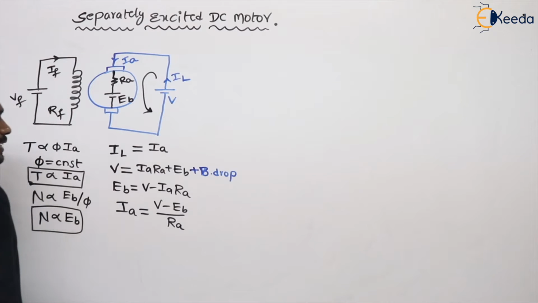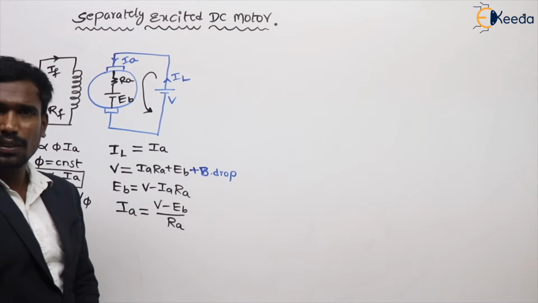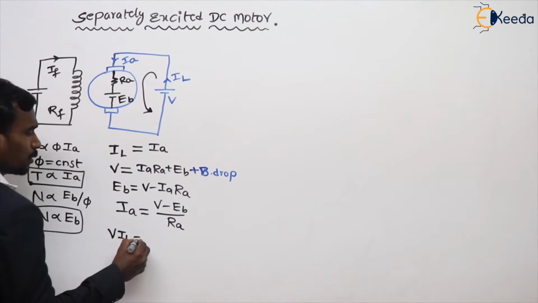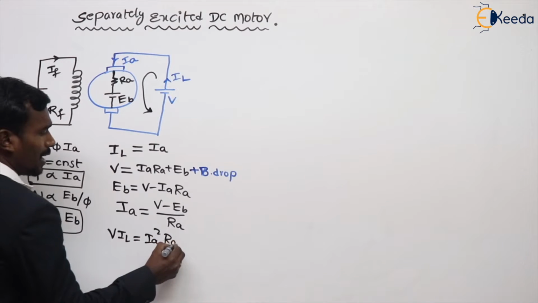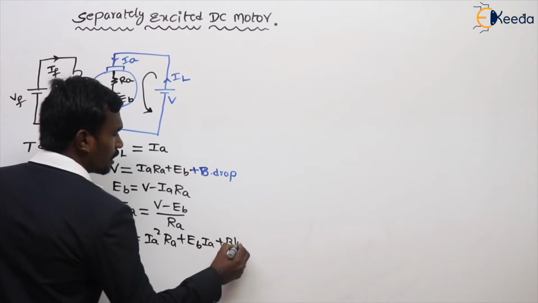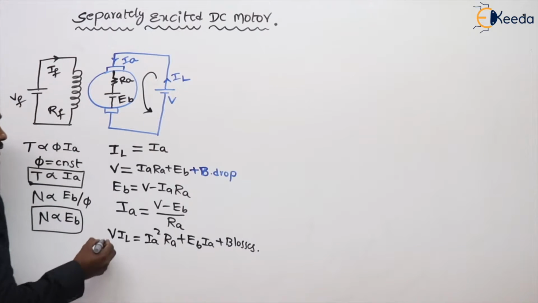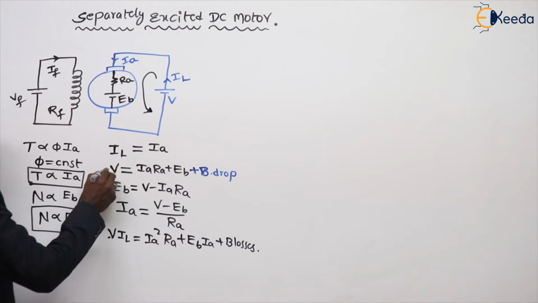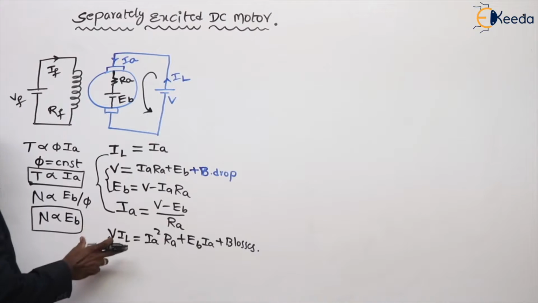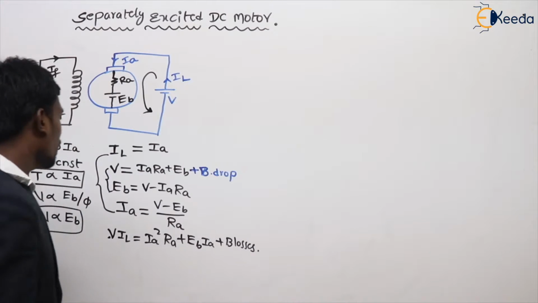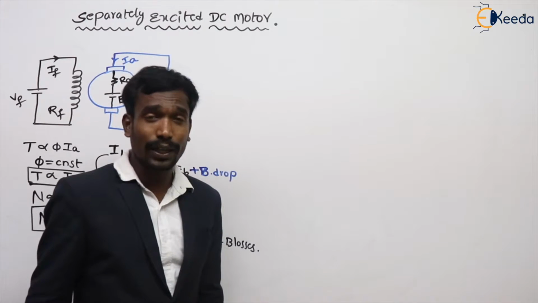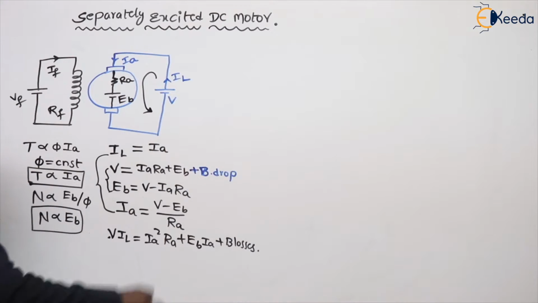Right, sir. Next one. What is the power equation? Let's draw the power equation for this. Multiply with current. V into IL is equal to Ia square RA plus EB into Ia plus brush losses. This is simply the power equation, voltage equations and the current equations. This is simply the diagram and the mathematics. Okay. From this mathematics we have to go to draw the graphs, which are very important here. So let's go for graphs.